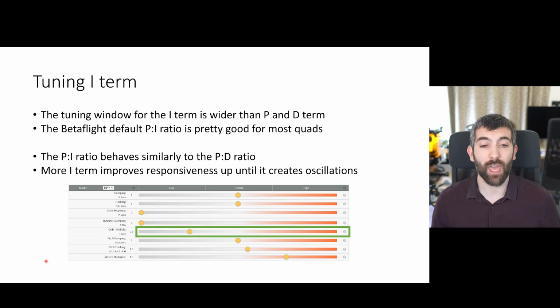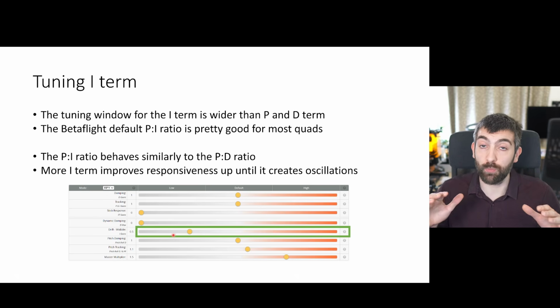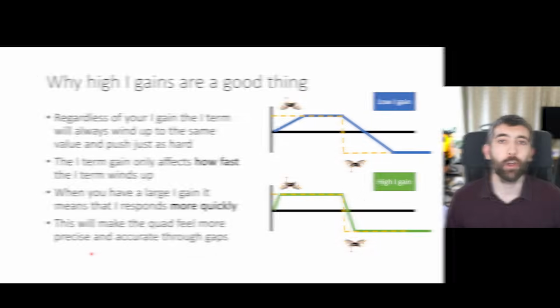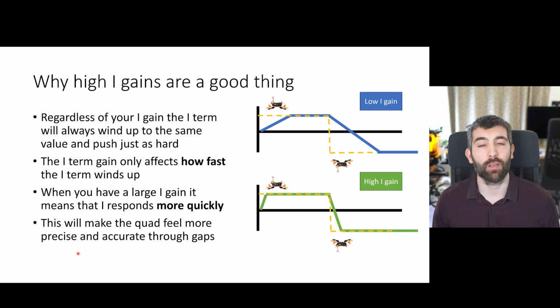The PI ratio behaves similarly to the PD ratio in that as you increase the I gain slider, the responsiveness of the quad gets better, the quad gets more precise and accurate, up until it starts to cause oscillations. So again, we're going to be moving that slider up until we get oscillations. When we're tuning the I term, it's important to remember that the I term is an integrating term. This means that it's always going to wind up to the same value and push just as hard to remove systematic PID error. The I gain affects how quickly the I term can wind up.